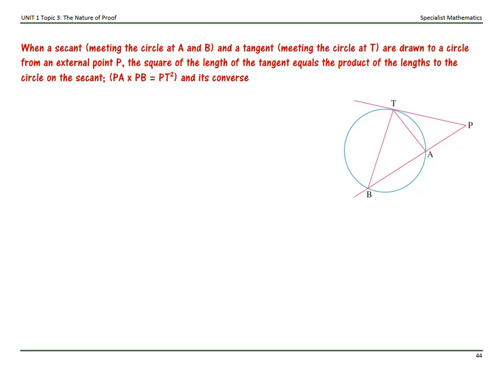Now this video looks at when a secant meeting the circle at A and B and a tangent meeting at T are drawn to a circle from an external point P. The square of the length of the tangent equals the product of the lengths to the circle on the secant. So PA times PB equals PT squared. Now you also need to do the converse, but I'm not going through that in this video.